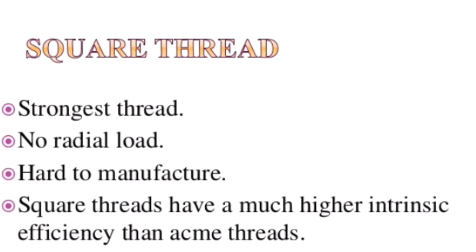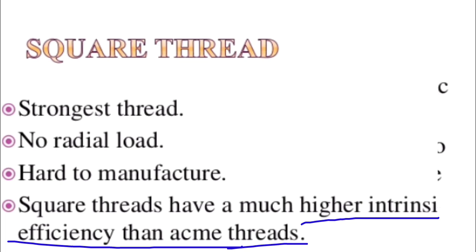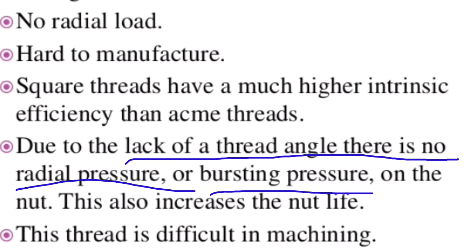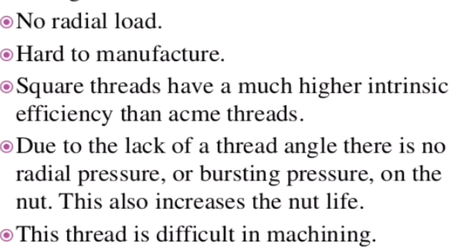Square threads are the strongest threads compared to the remaining threads. There is no radial load acting on the threads because no angle is provided for square threads. Next, regarding manufacturing, it is hard to manufacture square threads. From an efficiency point of view, square threads have a much higher intrinsic efficiency compared to ACME threads. Due to the lack of a thread angle, there is no radial or bursting pressure on the nut. This also increases the nut life.